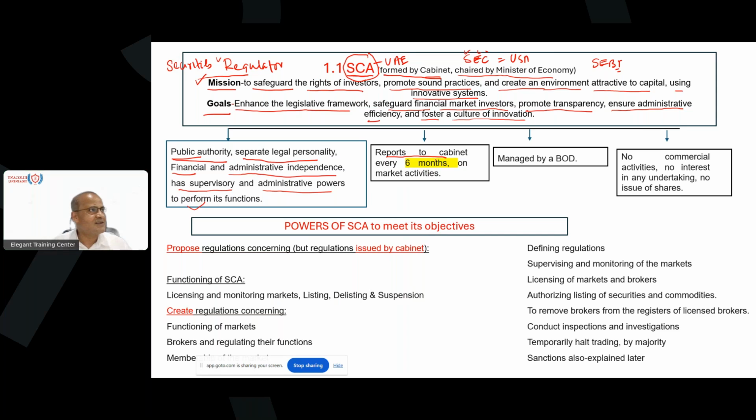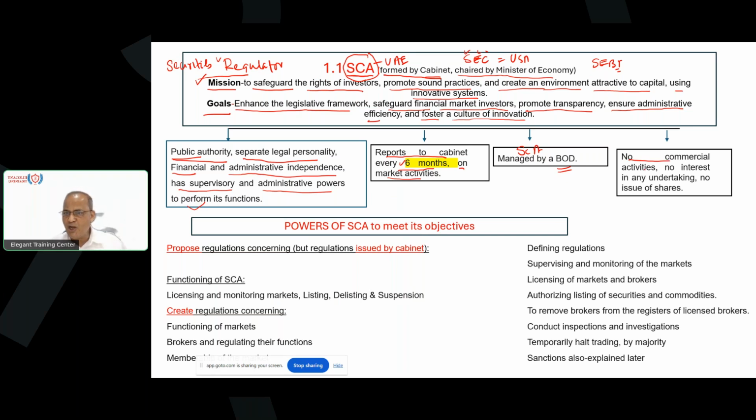SCA is a public authority reporting to the cabinet every 6 months on market activities, because SCA is the controller of the market. SCA is also the licensing authority for the market. So SCA has to report to the cabinet every 6 months. Clear? SCA is managed by a board of directors. All companies have a board of directors. SCA also has a board of directors.